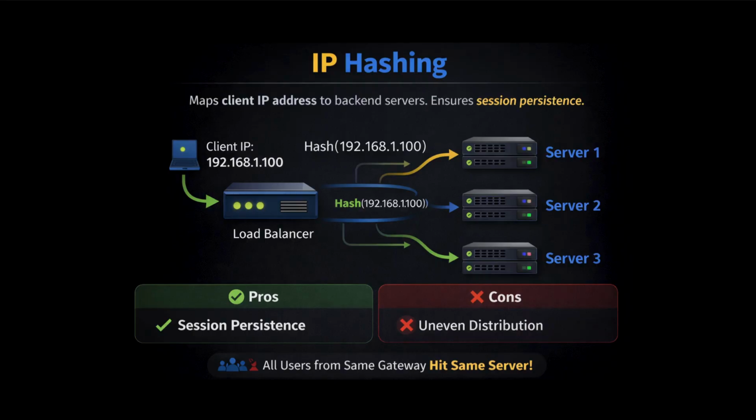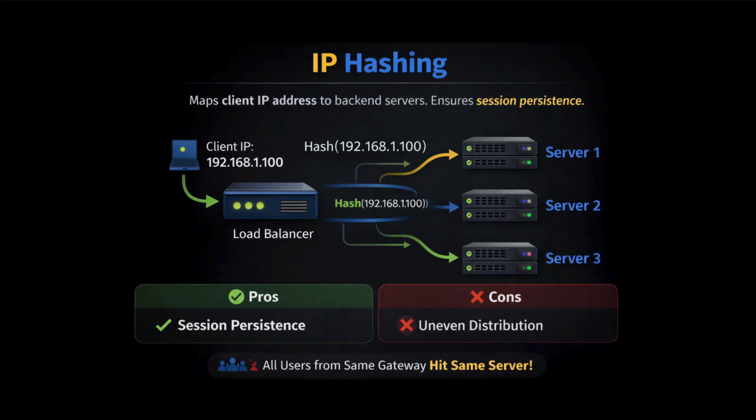The main pro here is that it has session persistence. By using IP hashing, you ensure that as long as the user's IP doesn't change, they always hit the same backend server. However, the con is that you can end up with an uneven distribution. If a large number of users are coming from the same corporate gateway or a VPN, they might all be hashed to the same server, leaving your other servers bored while one is working overtime.